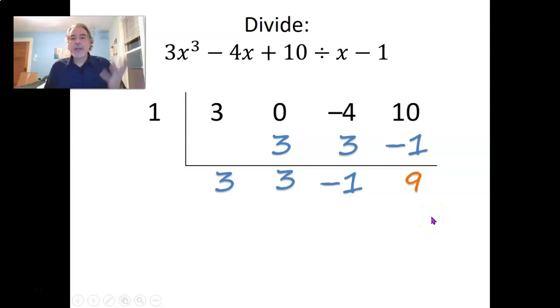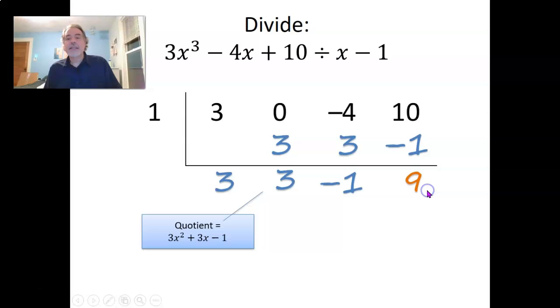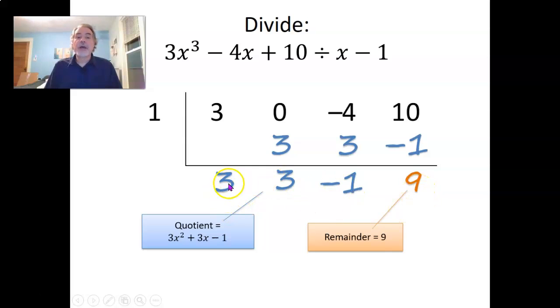So now we're done with the synthetic division. We can look and see what we got for the quotient and the remainder. So the remainder is this last number here, 9, and the quotient comes from the rest of the numbers in this bottom row. So we started with a degree 3 polynomial. The quotient is going to be degree 2. So the first term is 3x to the 2 power plus 3x to the first power plus -1. 3x squared plus 3x minus 1 is the quotient.